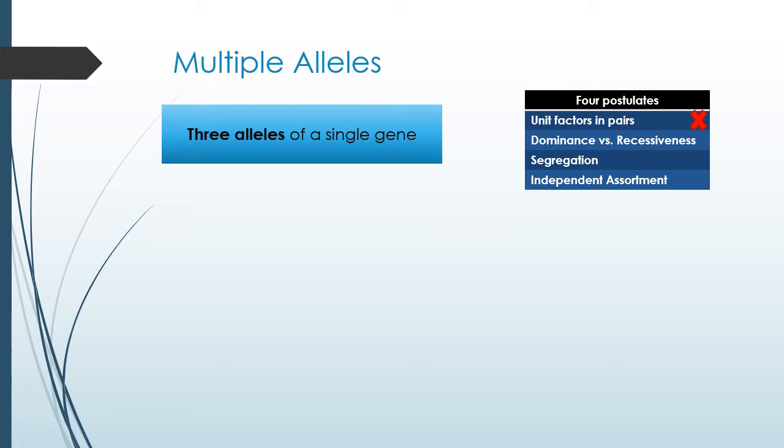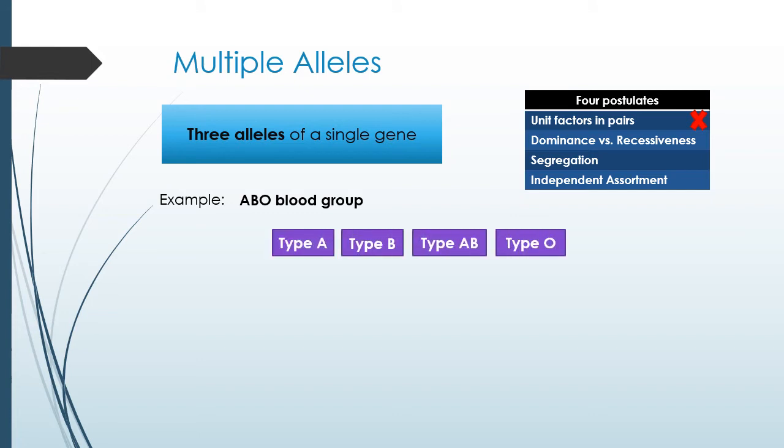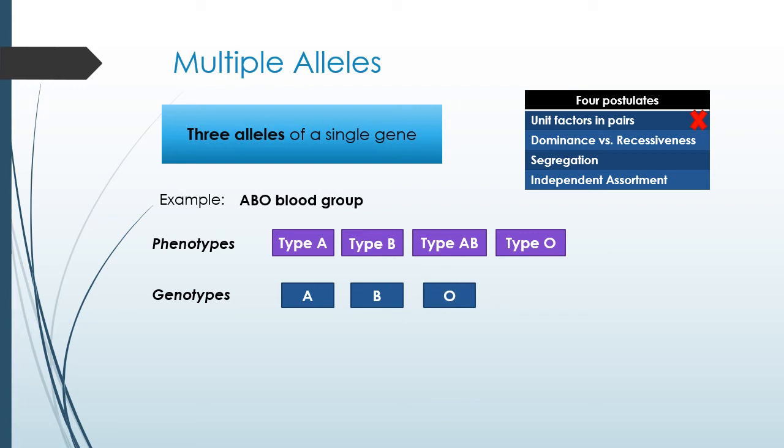A classic example showing the occurrence of multiple alleles is that of the human ABO blood groups. How many blood types are in existence? There are four. Type A, Type B, Type AB, and Type O. These four blood types are the phenotypes. How do we represent the corresponding genotypes for each phenotype? Do we write A, B, and O? The answer is no. Instead, we use I superscript A, I superscript B, and lowercase i, to designate the three alleles.